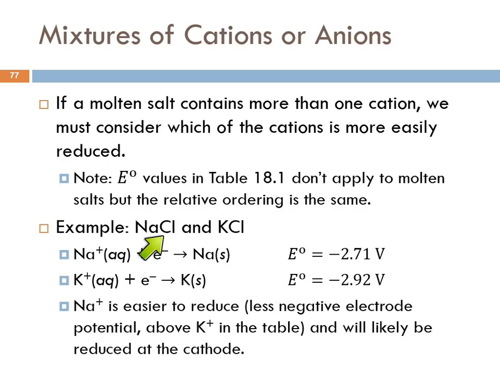So in this example, we're going to look at what if we had sodium chloride and potassium chloride mixed together and we melted it and we're going to run some electric current through it. What we're going to do is look at the two reduction reactions here.